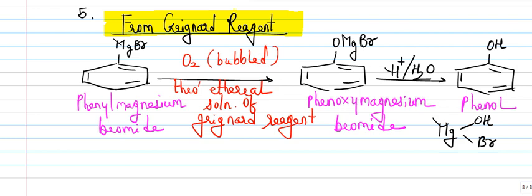A simple way: you take a Grignard solution of phenyl magnesium bromide in ether and then just pass oxygen gas through it, and you end up getting phenoxy magnesium bromide. And when you acidify this solution in water, then you get the corresponding phenol. So this is again a simple way of producing phenol.